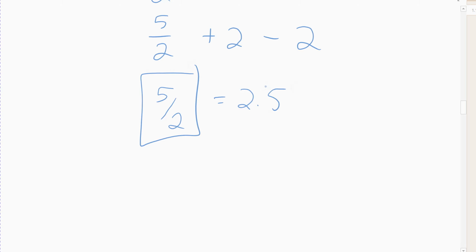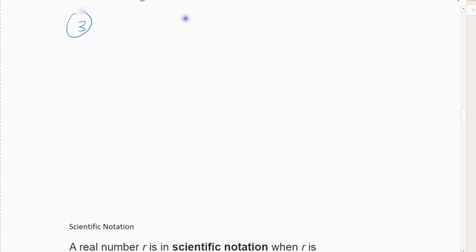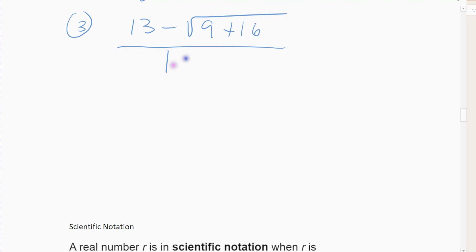Let's do one more example of order of operations, just to get you practice with a square root. Alright, so third example. 13 minus the square root of 9 plus 16, divided by the whole thing, divided by the absolute value of 5 minus 7 squared.